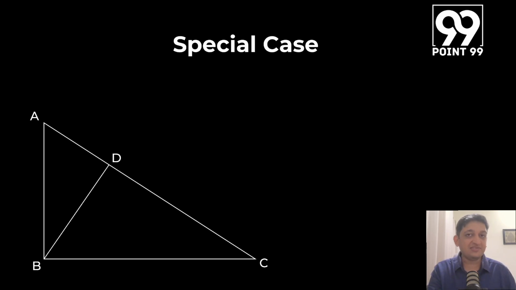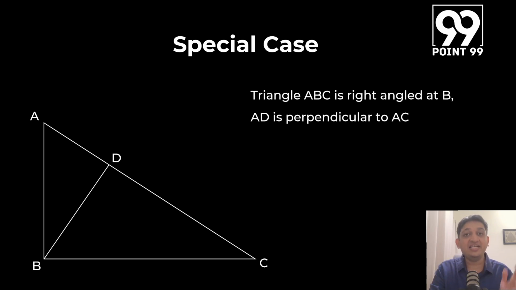There is one special case when it comes to similarity of triangles. You will see a triangle ABC, which is right angled at B. Also, we have dropped a perpendicular AD to the hypotenuse, that is AC. Now you will see that there are three triangles getting formed. One is the larger triangle ABC, another is triangle ADB, and another is triangle BDC. You will be amazed to know that these three triangles are all similar to each other, in this order: triangle ABC is similar to triangle BDC, and that is similar to triangle ADB.